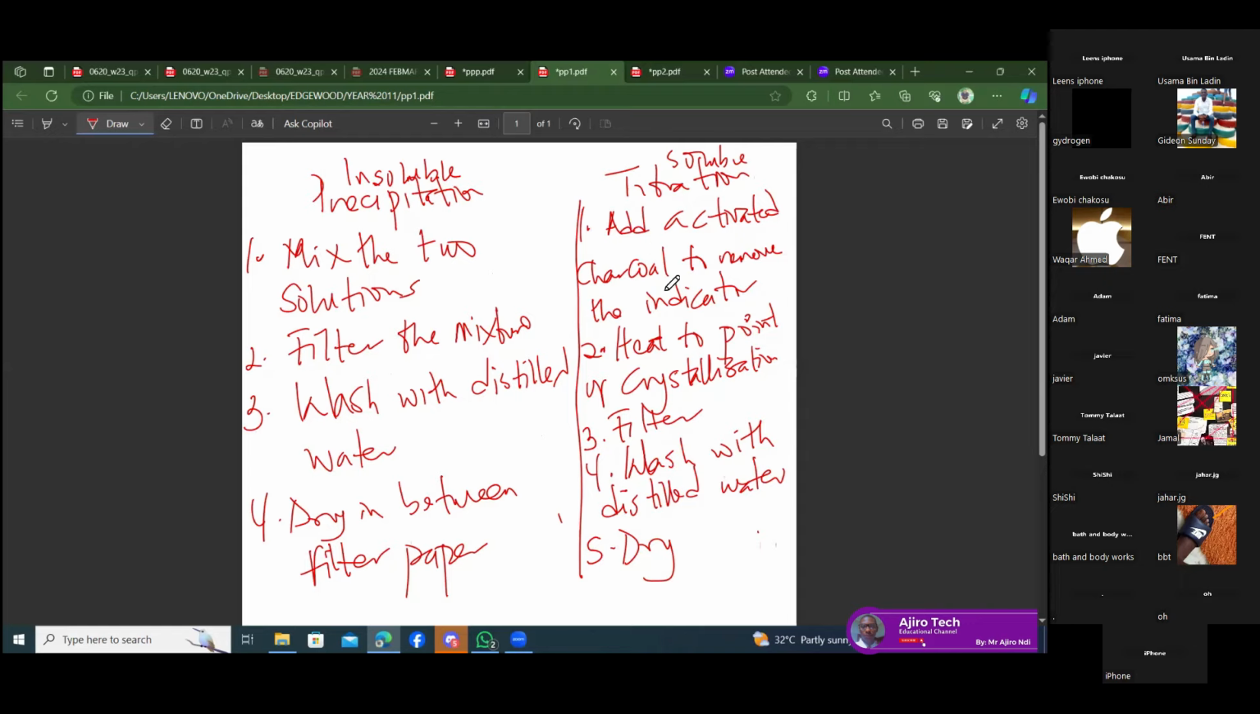So what you need to do is to add activated charcoal first to remove the indicator, because in titration, you have added an indicator, whether methyl orange or phenolphthalein, then you've gotten your endpoint. So you need to remove it by adding activated charcoal. Then you heat to the point of crystallization, you filter, you wash with distilled water, and you dry. So that's the difference between the two processes. I believe I've answered that question there.